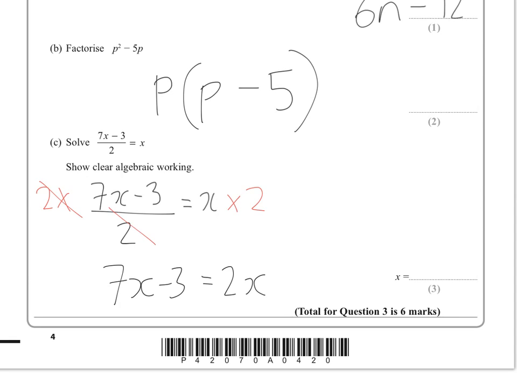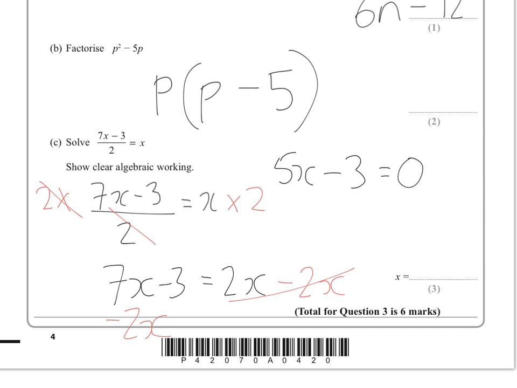Now there are a greater number of x's on the left hand side, so I'm going to bring the x's to that side, hence taking away 2x from both sides. That would cancel on the right hand side, leaving me with 0. On the left hand side I've got 7x minus 2x, which leaves me with 5x minus 3.